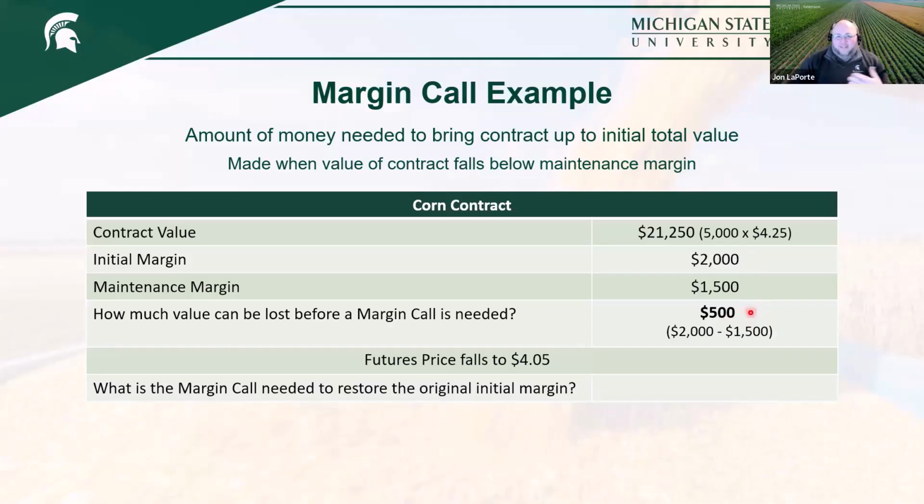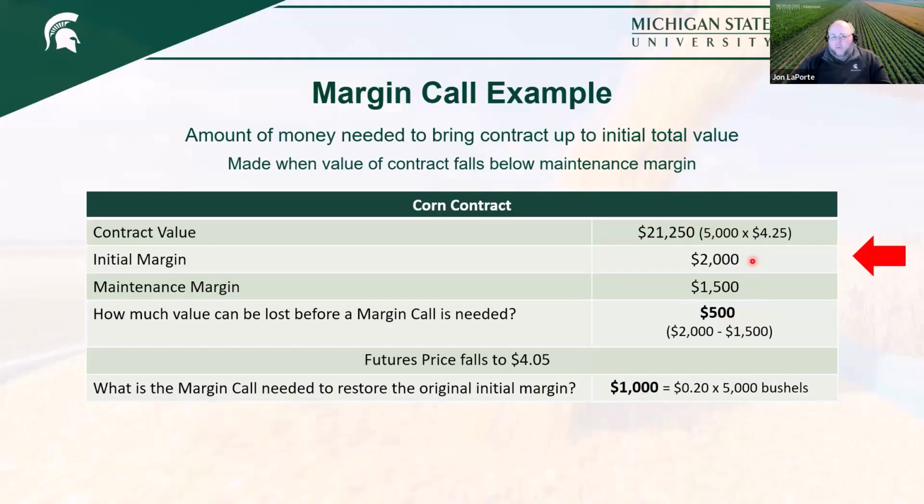So we've exceeded our maintenance margin, our cushion, what we can lose is that 500. So we're actually lower than the maintenance margin. We have to bring it back up to the 2,000. And because we're at 20 cents lost, we're at $1,000 that we've lost in value. Well, we only had 500 to give, so now we actually have to pay 1,000 back into this.